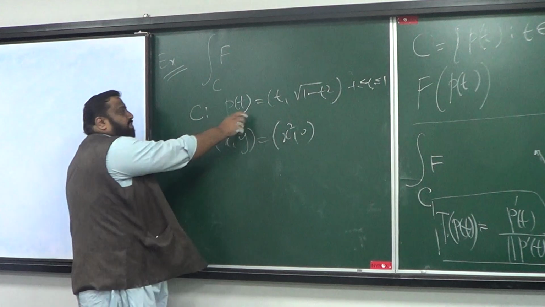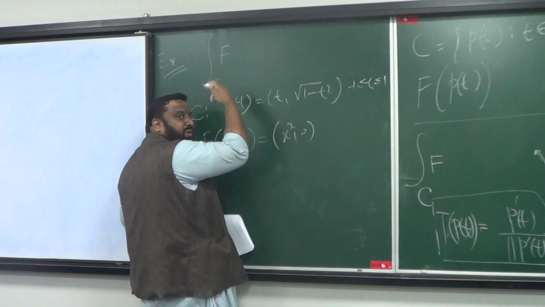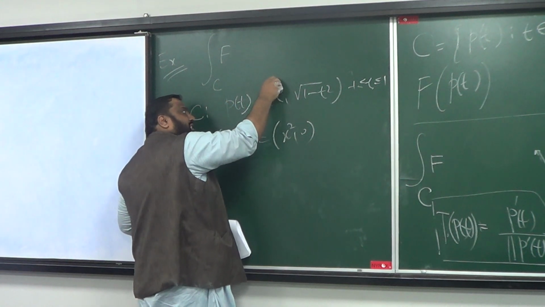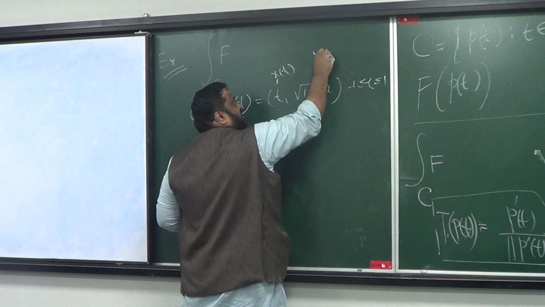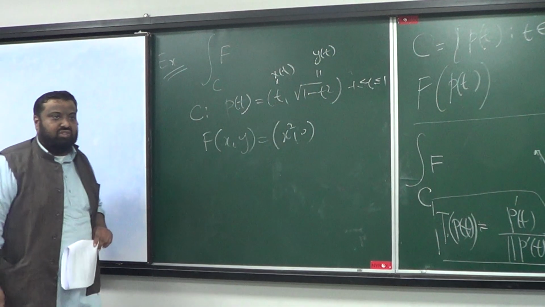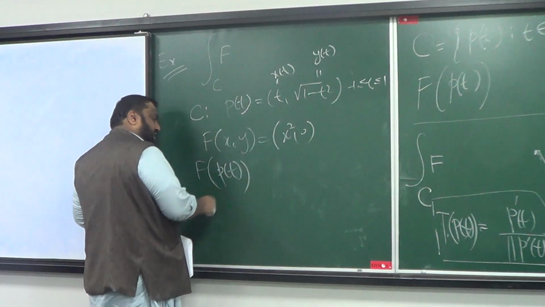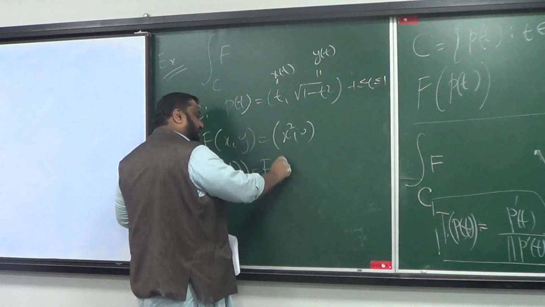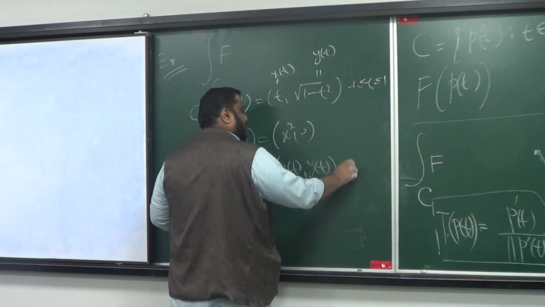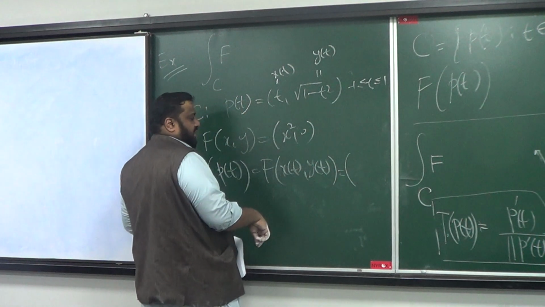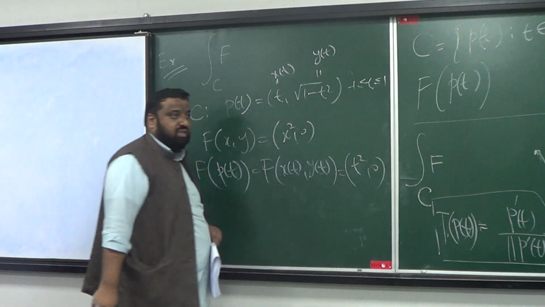Whenever you have been given P of t, for example, in 2 dimensions and 3 dimensions, you have to understand by default that the first component is my x of t, and the second component is y of t. So if you would like to compute f of P of t, you are asking what is f of x of t and y of t. I know what f of x of t is, so it's going to be t squared over there.